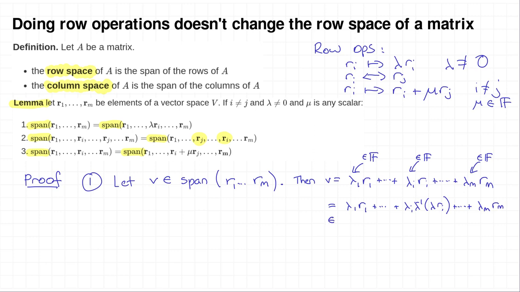And this thing is visibly in the span of R1 up to Ri minus 1, and then lambda times Ri, and then up to Rm. We've shown that every element of the left-hand side is in the right-hand side. Now we have to show that every element of the right-hand side is in the left-hand side.